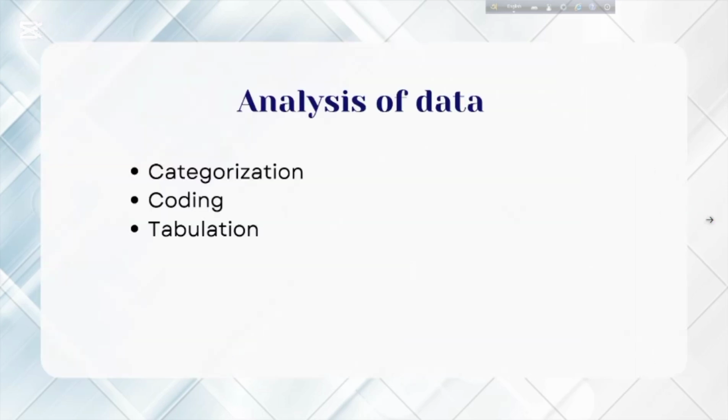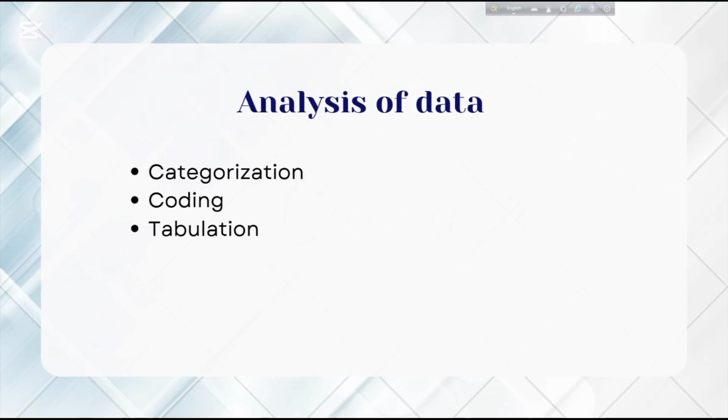After collecting the data, we need to evaluate the data, and this is called data analysis or analysis of data. Analysis of data consists of categorization, coding, and tabulation. Categorization is based on the research problem or hypothesis. Data is classified into categories. Categories must be exhaustive, distinct, and mutually exclusive.